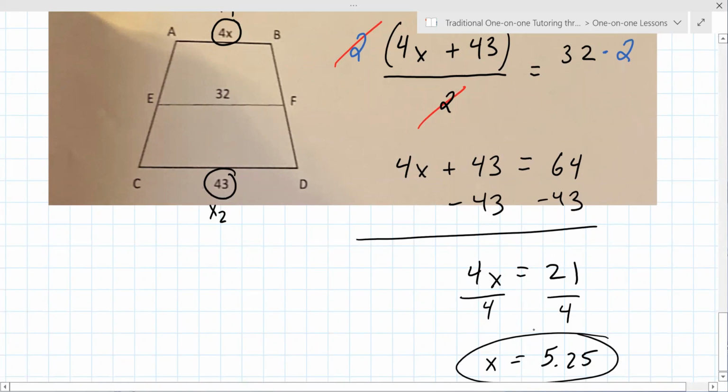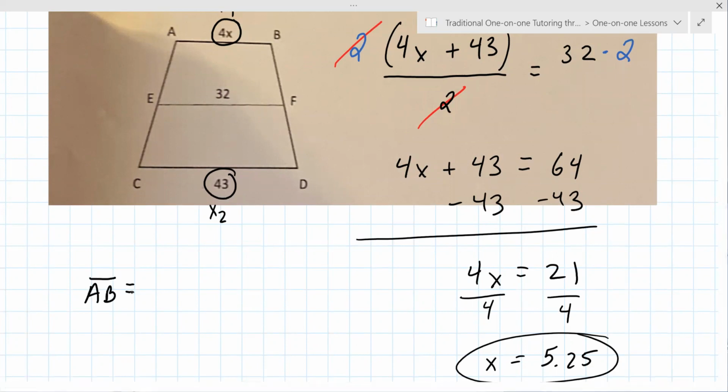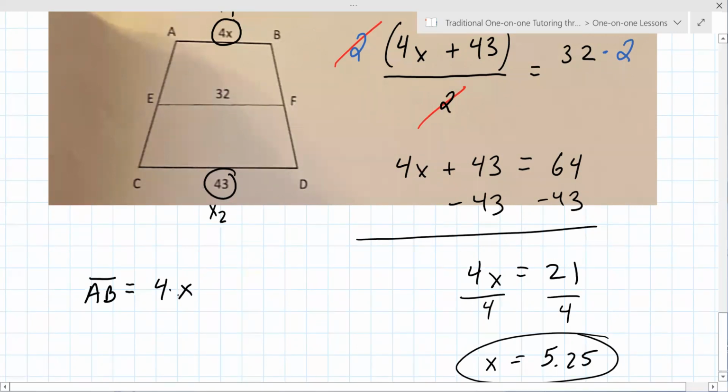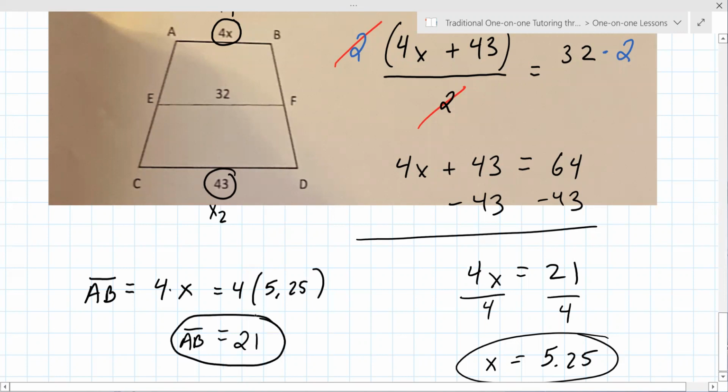Now the next thing it asks for is the length of AB. Length of AB. Okay. AB is 4 times X. No, it's not 8. 4 times X. What is X? 5.25. So you have to multiply 4 times 5.25. 21. It is 21. Very good. It's the same. So make sure you get all that down.